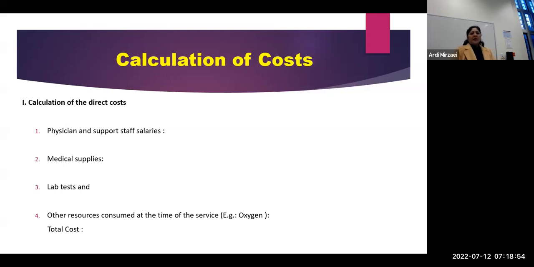Now let's see the calculation of costs. Calculation of the direct cost, as I told you earlier, we need to put the values for all this, like the physician and support staff salaries, medical supplies cost, lab tests, and any other resources consumed at the time of service, like oxygen and all that. So you add up all that, and that will be the total cost.